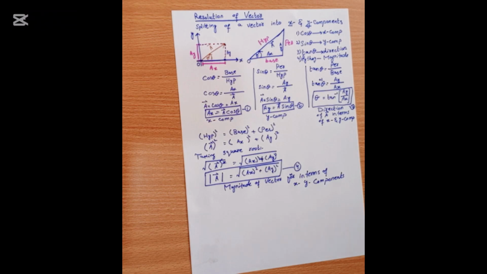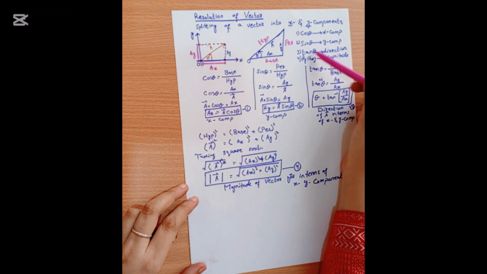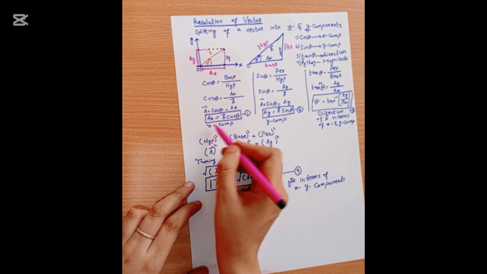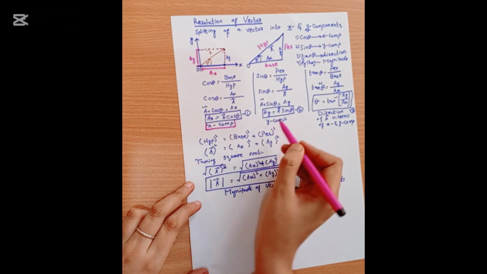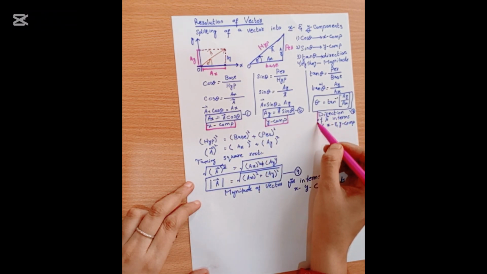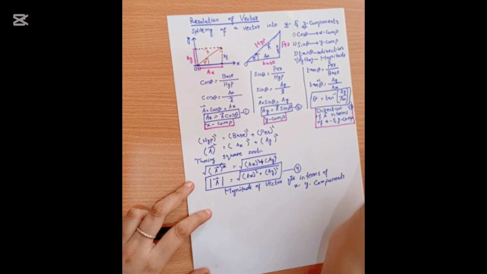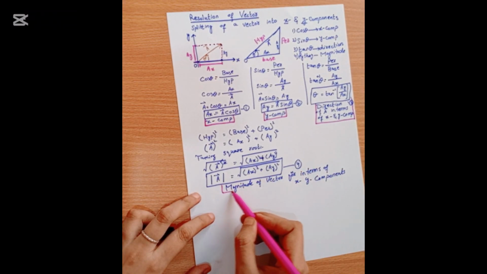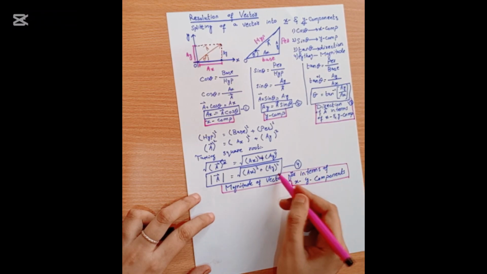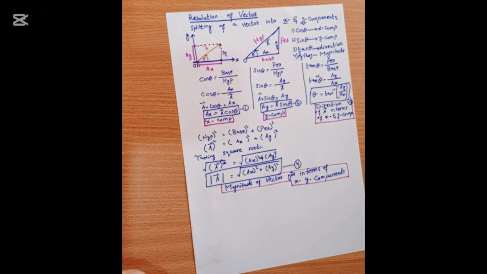So to solve this topic, the resolution of vector, you all need to apply the geometrical formulas, that is cos theta, sin theta, tangent theta, and the Pythagorean theorem. You get this equation 1, that was the x component. Equation 2, it is the y component. Equation 3 stands for direction, and equation 4 stands for magnitude of vector in terms of its components. That's it.